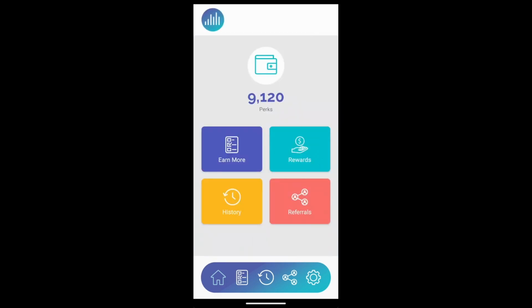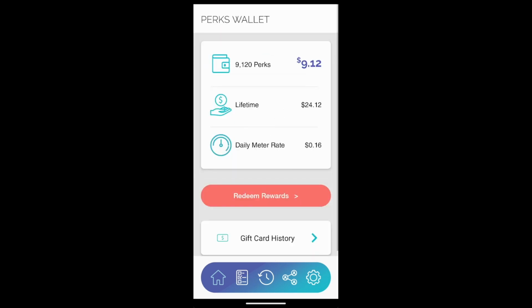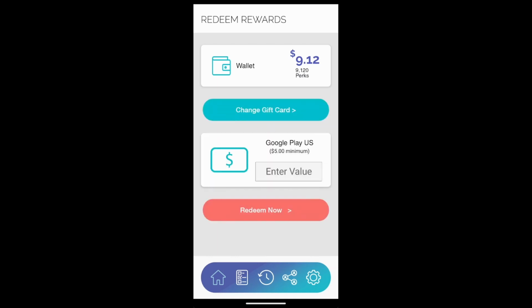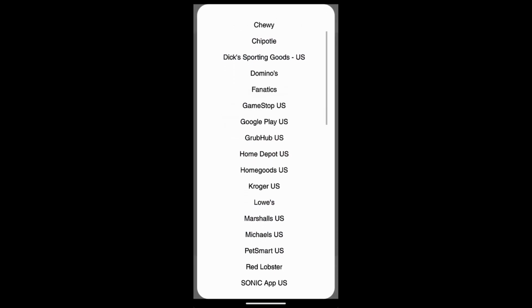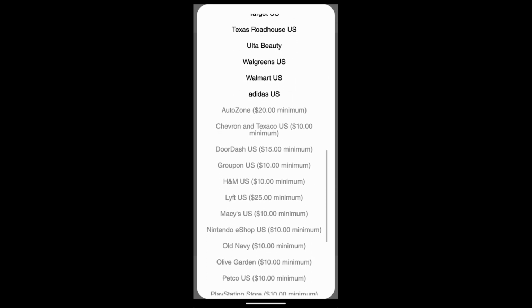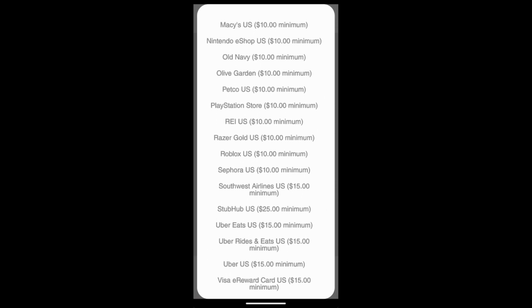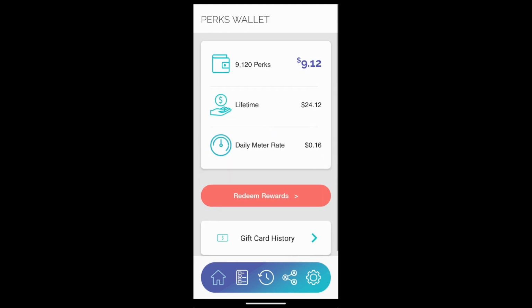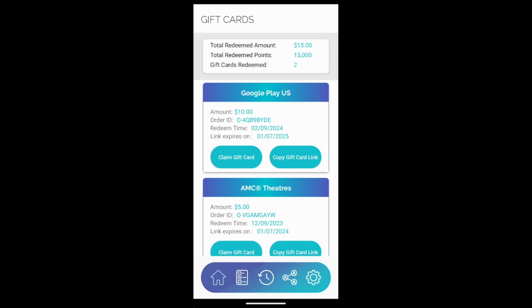So yeah, I guess last up is the most important part, the rewards section. They recently added more gift card options. Before, the choices were pretty limited. There's a $5 minimum on the withdrawal, and this is my gift cards that I've received so far.